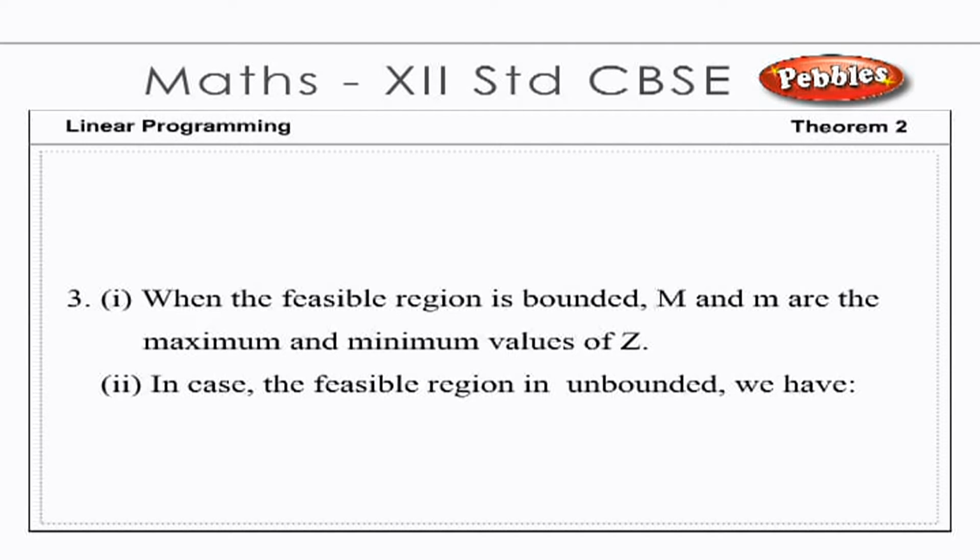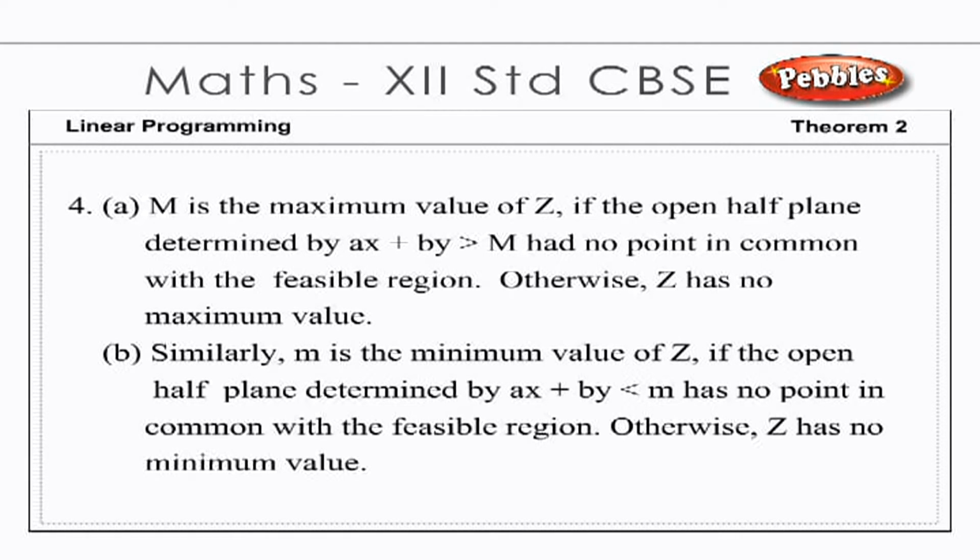Second, in case the feasible region is unbounded, we have 4. A. M is the maximum value of Z, if the open half plane determined by ax plus by greater than M has no point in common with the feasible region; otherwise Z has no maximum value. B. Similarly, m is the minimum value of Z, if the open half plane determined by ax plus by less than m has no point in common with the feasible region; otherwise Z has no minimum value.